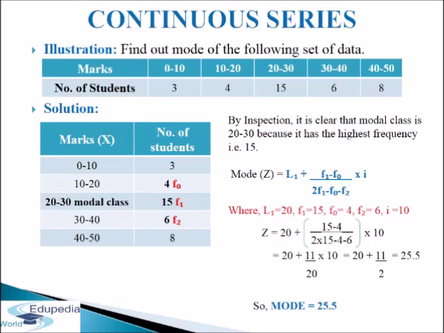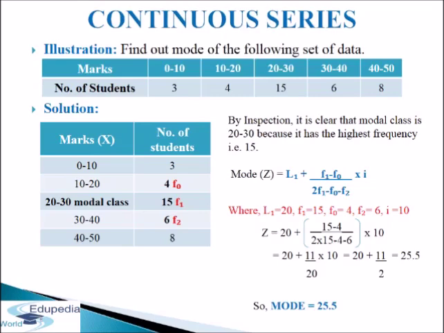So after making the table and by inspecting it, it's clear that modal class is 20 to 30 because it has the highest frequency, that is 15. Now we will put up the formula, that is Z is equal to L1 plus (F1 minus F0) divided by (2F1 minus F0 minus F2) into I, where L1 is equal to 20, that is lower limit of the class interval. As you can see that 20 to 30 is the class interval, so 20 is the lower limit of the class interval.